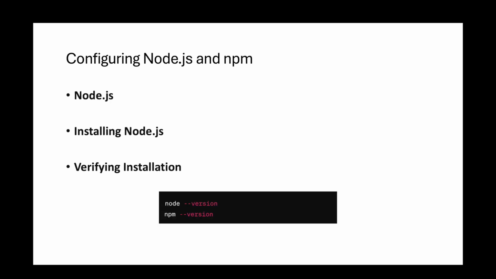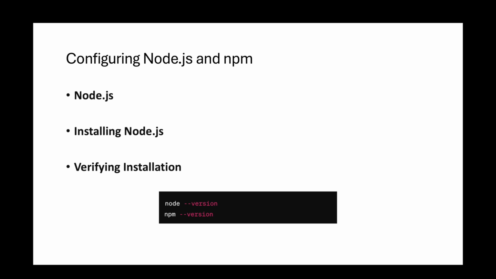Configuring Node.js and npm. Node.js is a JavaScript runtime environment that allows developers to run JavaScript code outside of a web browser. It uses the V8 JavaScript engine from Google Chrome to execute code on the server side, enabling the development of server-side applications and APIs using JavaScript. Node.js also comes with npm, Node Package Manager, which is a package manager for installing and managing JavaScript packages.